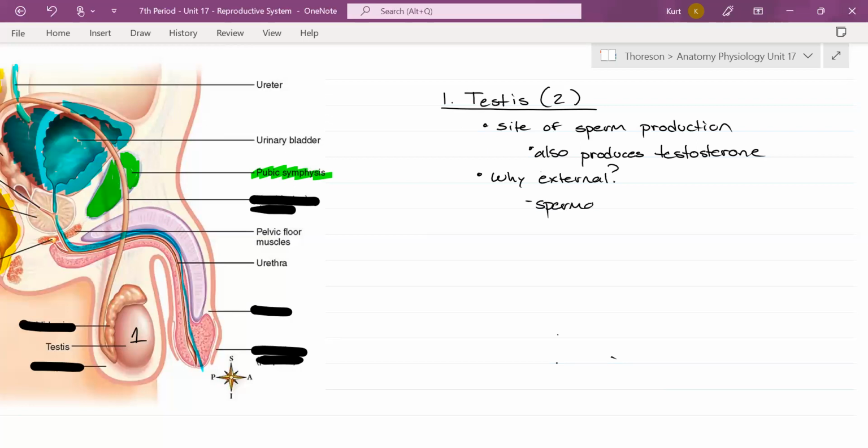Spermatogenesis is the production of sperm. It occurs at high 80s to low 90s. Body temp is upper 90s, everyone, 98.